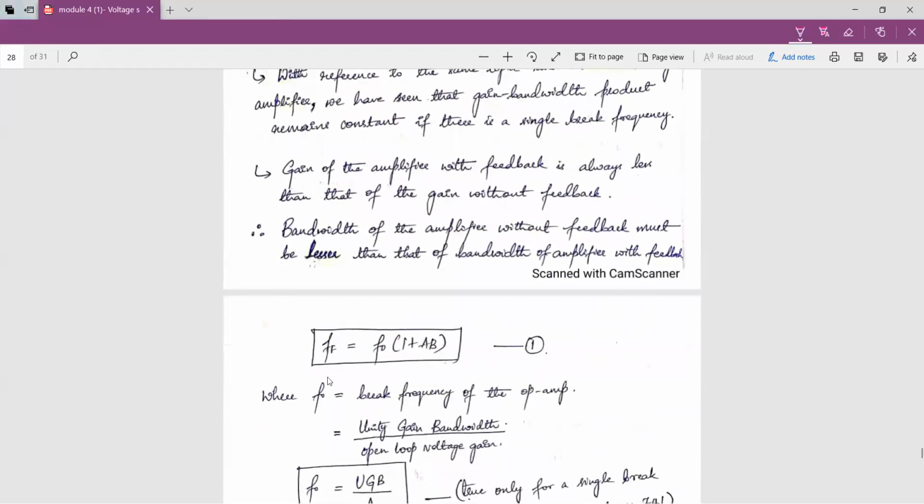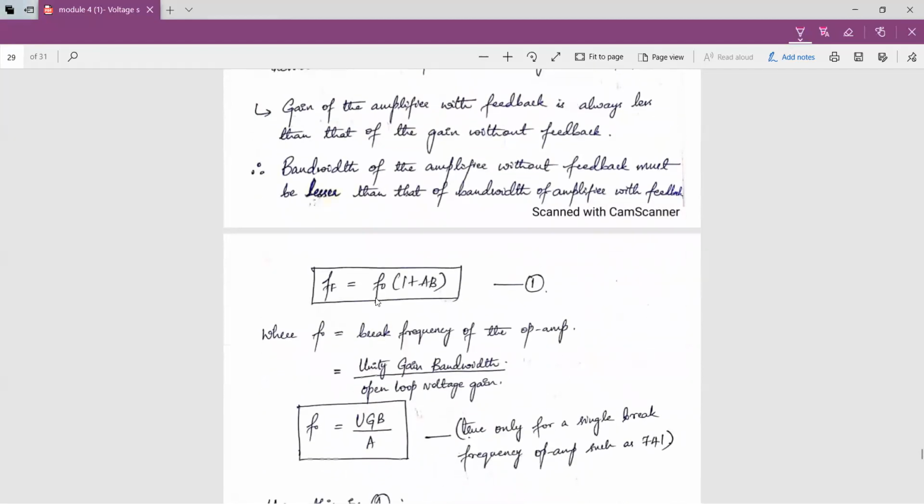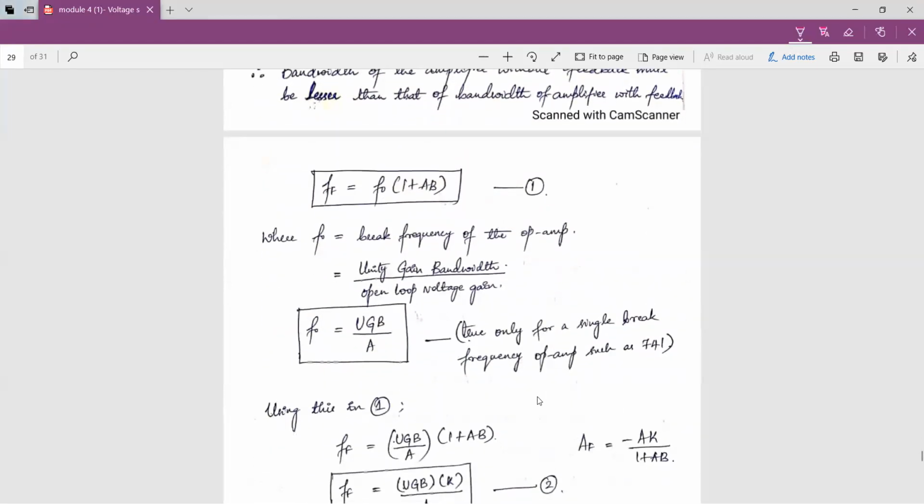So now we know that bandwidth with feedback FF is equal to F naught into 1 plus AB. Name this as equation 1, wherein this F naught is the break frequency of the op amp. In the graph we considered F naught is equal to 5 kilohertz. Now this F naught can also be written as unity gain bandwidth by the open loop voltage gain of the op amp. So F naught is equal to UGB by A. This holds good for those op amps which have only a single break frequency.